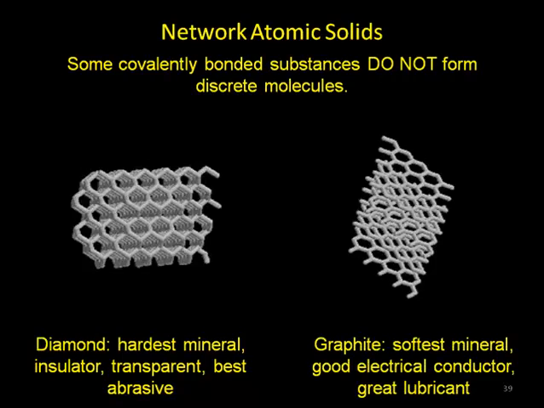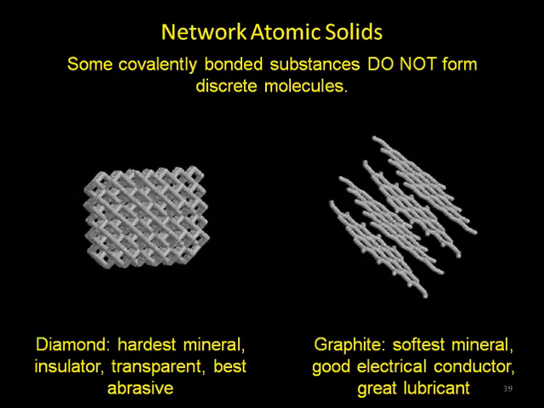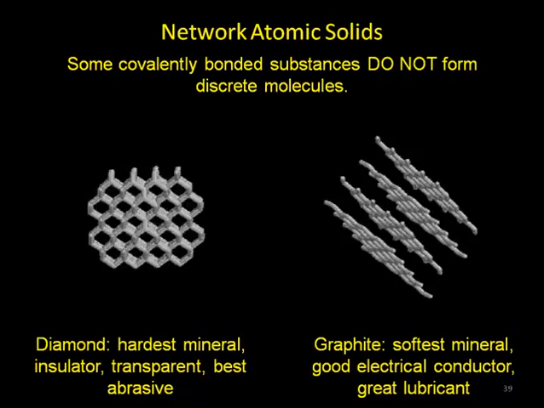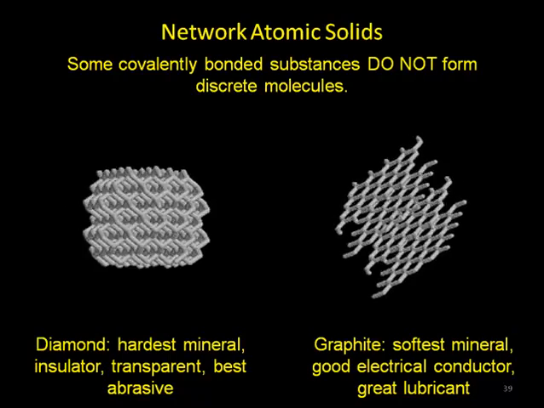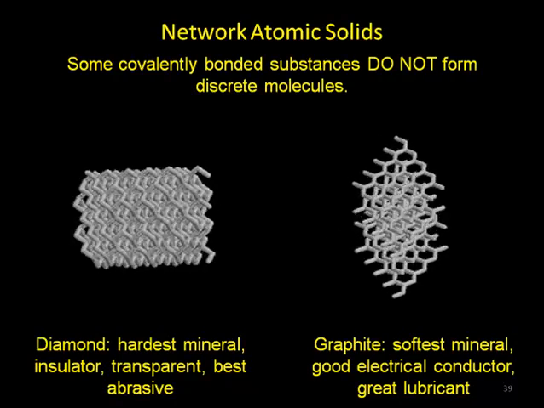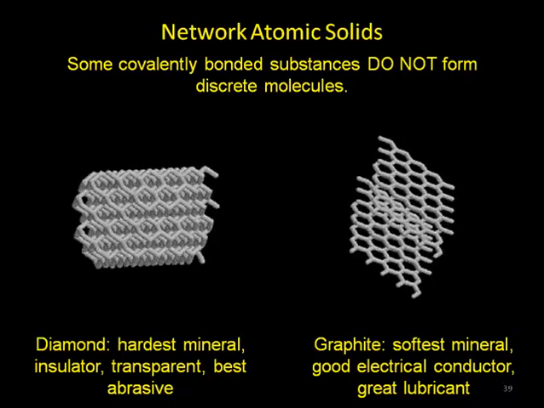Graphite, though, is the softest mineral. Good electrical conductor, and it's a great lubricant. And it's great in pencils if you can afford them. It slides very easily, so the graphite can slip very easily. So it is very soft in its structure.